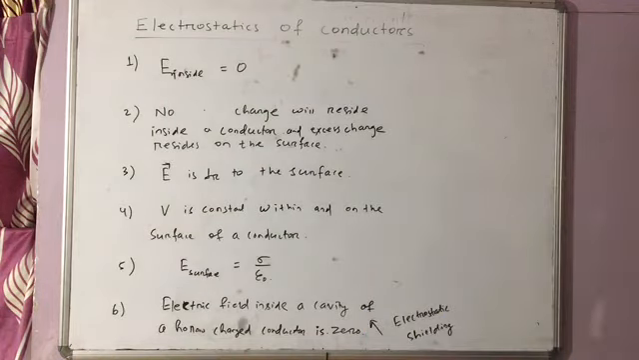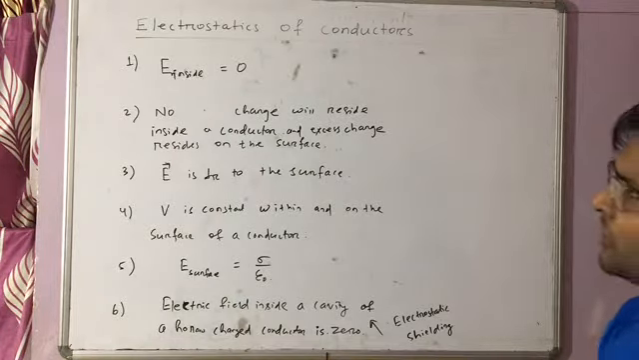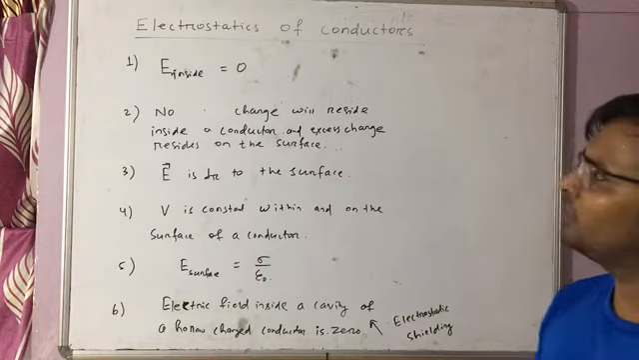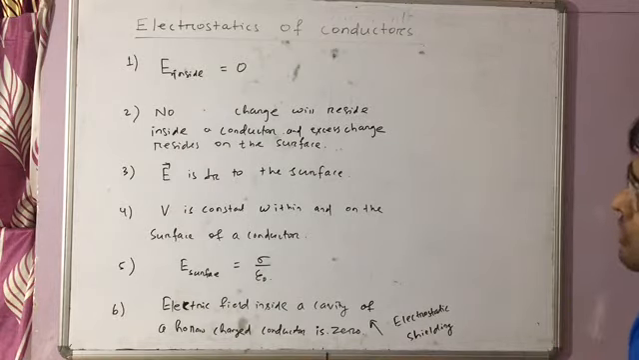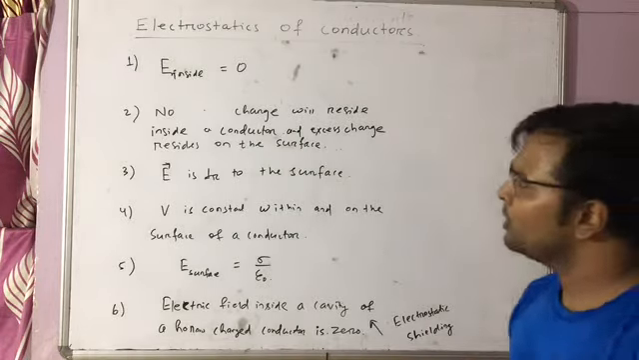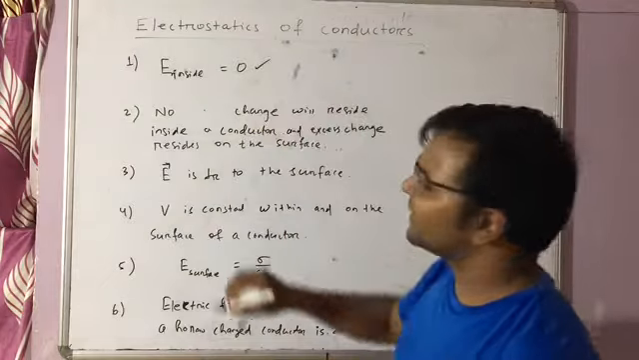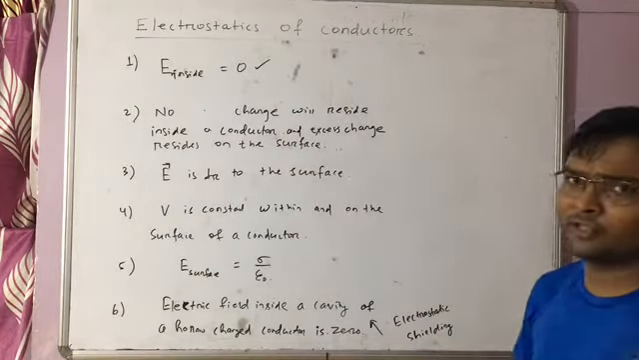Today's topic is electrostatics of conductors. Already we know the properties of conductors in static situation. Clear? So let us summarize that. First of all, under static condition, the electric field inside a conductor is 0.